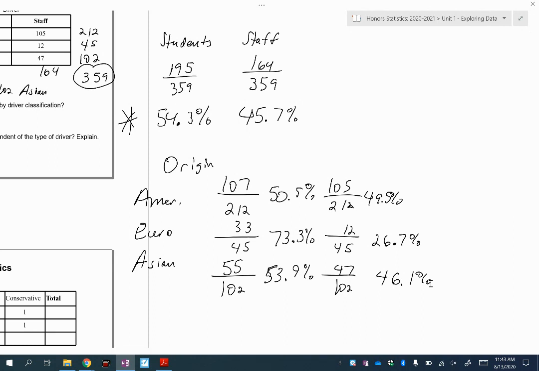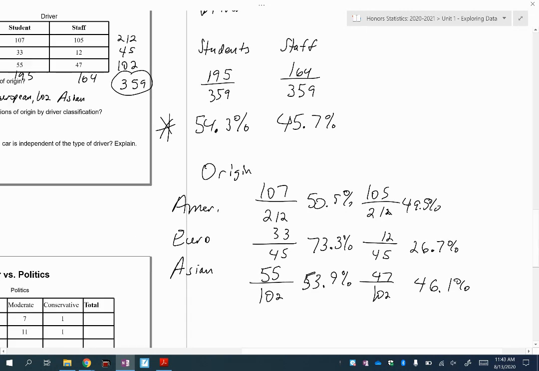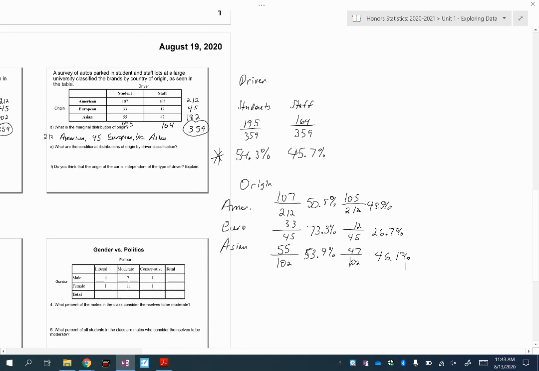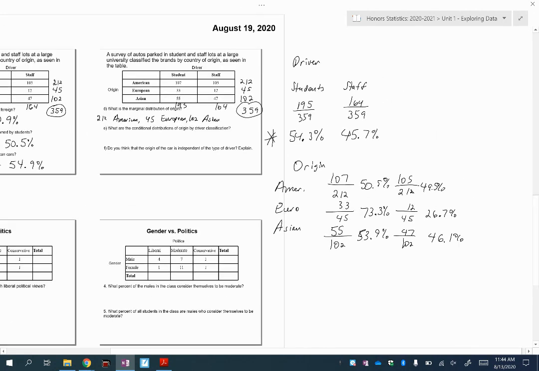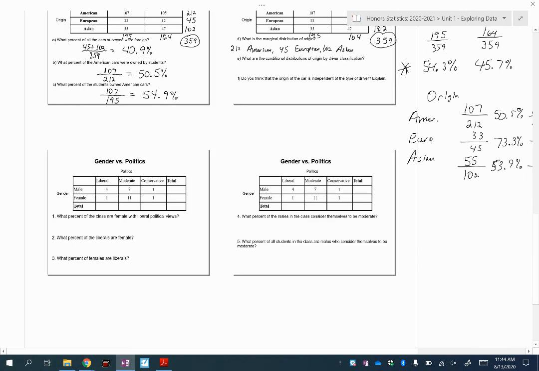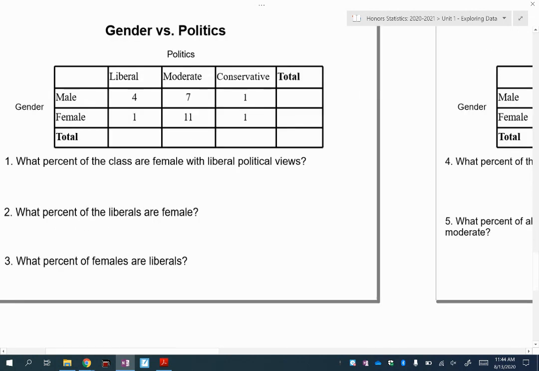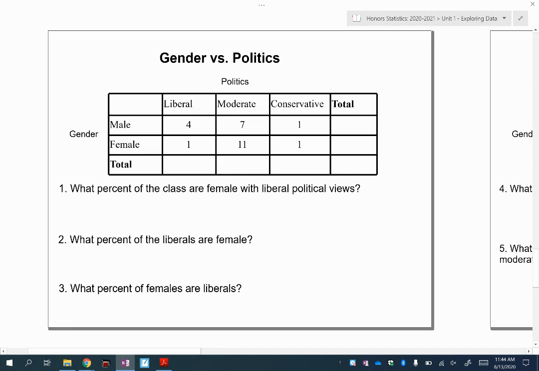There is a relationship, and it looks like if you tell me that the car is a European car, it's more likely to be driven by a student than a staff member. So just keep in mind when you're answering these questions for me on the exit ticket and on the quiz, I'm going to be looking for all of these calculations, as well as some sentences about why you think they're independent or not. Okay, I know there's a lot there, but we're going to do many more examples and you'll become more confident in that. Let's do some more calculations real quick and then we'll be all finished and you can hopefully have questions for me before we meet virtually.